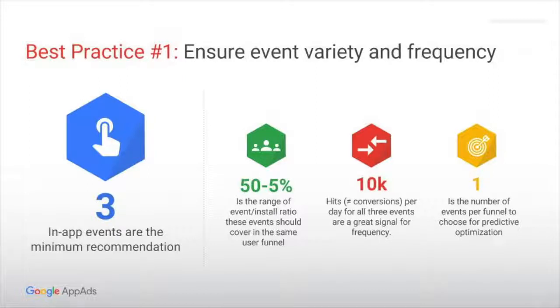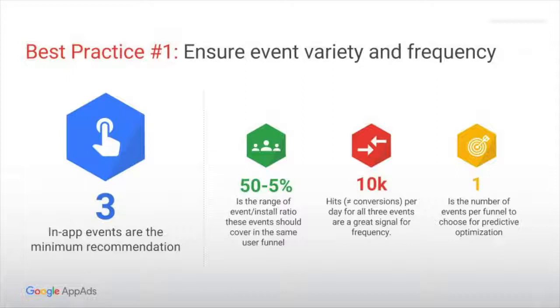So there are 2 important things when choosing which in-app events you want to report to AdWords for optimization. The 2 things are variety and frequency. You might feel that you have only one app goal, like an in-app purchase, but we really encourage you to send some intermediate events for reaching that goal to AdWords, because that really helps us with our optimization. So we actually recommend a minimum of 3 in-app events that you're reporting to AdWords.